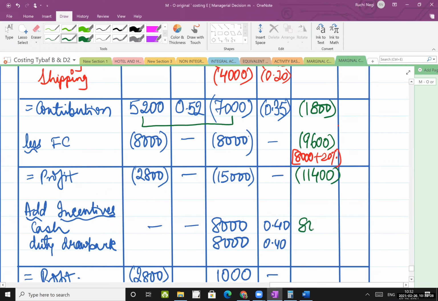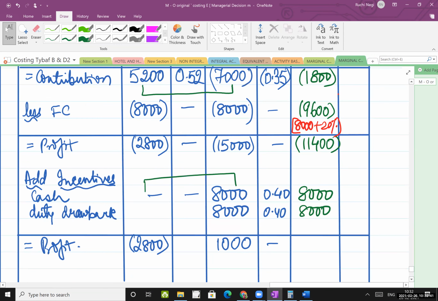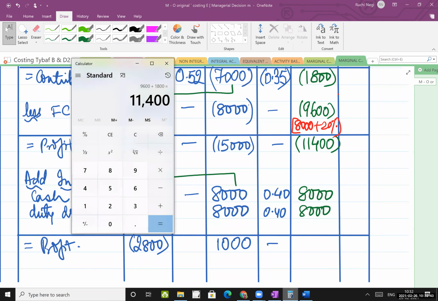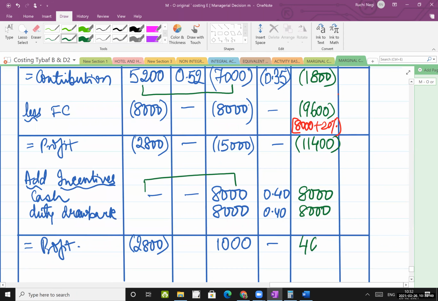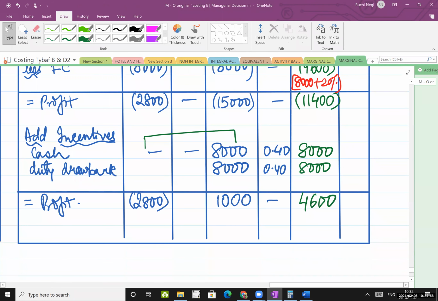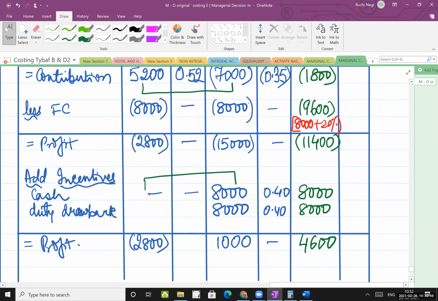Then this duty drawback, we add karo. Okay, so minus 16,000, 4,600 positive. Is this clear? Is it clear to everyone? Just acknowledge in the chat box.